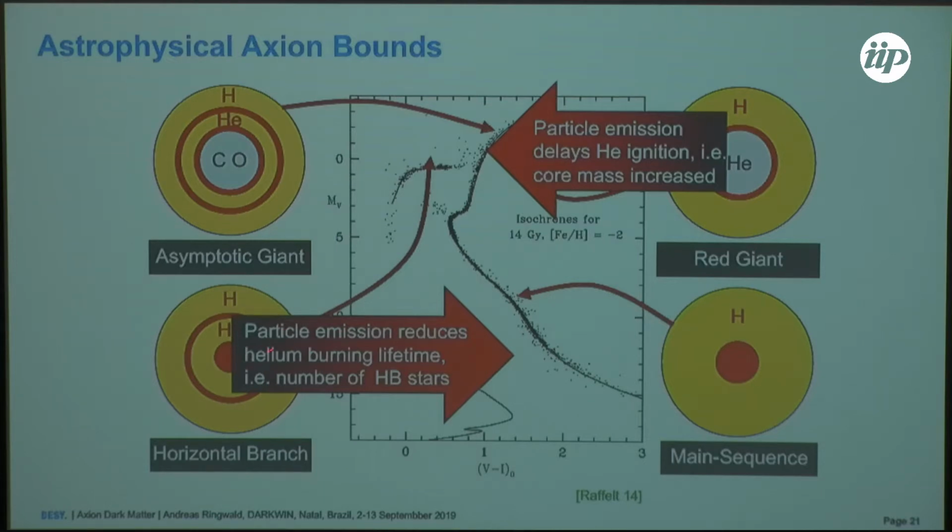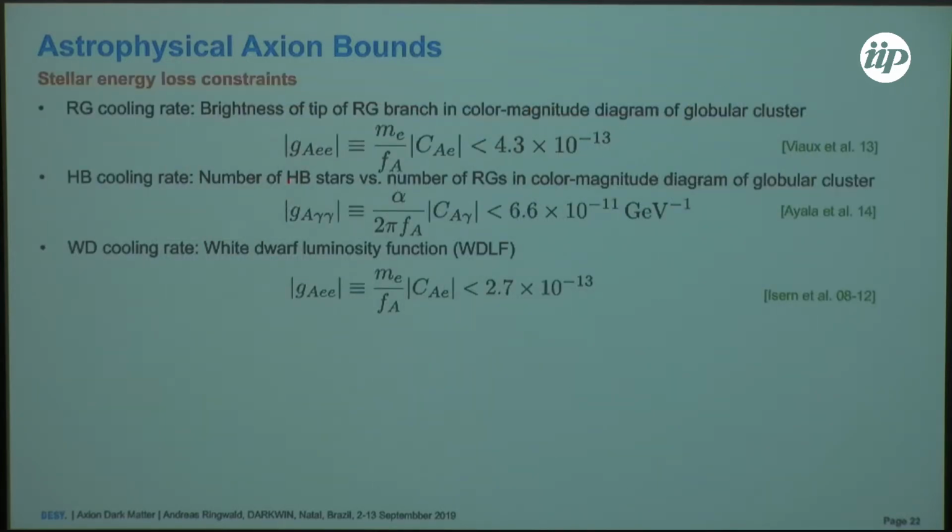Also, particle emission in a horizontal branch star reduces the helium burning lifetime. That means the number of helium burning or horizontal branch stars changes, and from this kind of thing you can derive bounds on the cooling, on the energy loss, and therefore also on the parameters. For example, the red giant cooling rate, as I said, could influence the brightness of the tip of the red giant branch in the color magnitude diagram.